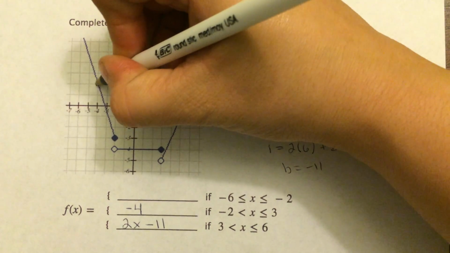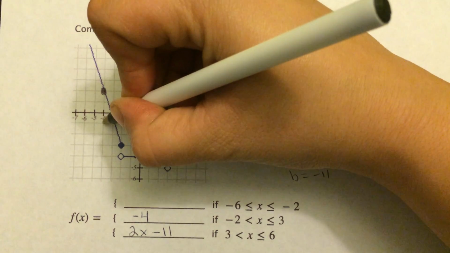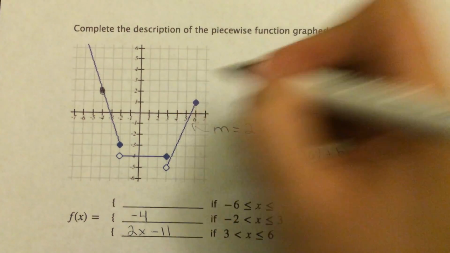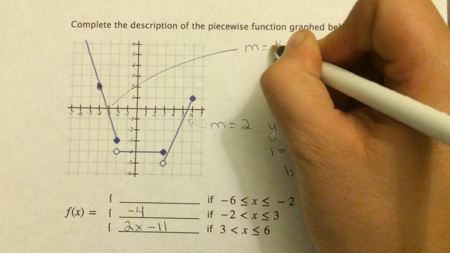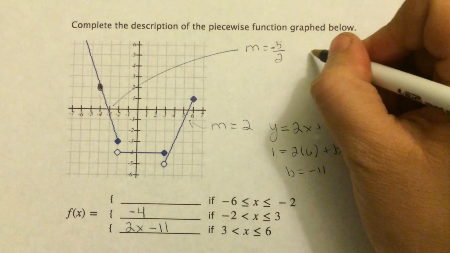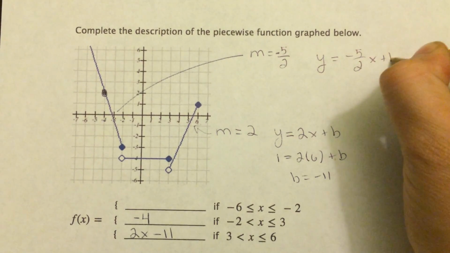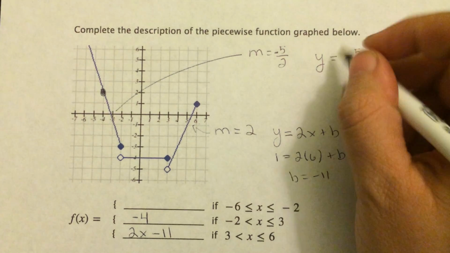It looks like there's a nice point right there. So if I go 1, 2, 3, 4, 5 down and over 2, that would be the slope for that line. And it's negative. So using that in the equation, -5 halves x plus b, and solving, I'll go ahead and use this point, (-2, -3).